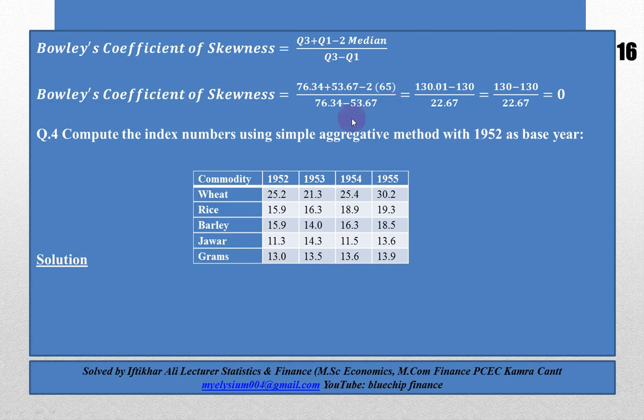Question number 4, compute the index number using the simple aggregative method with 1952 as base year. It is a very easy question. The first year, as it is defined here, is the base year. So the sum of this first year will be sum of P0. The sum of 1953 will be taken as sum of P1. Sum of 1954 will be taken as sum of P2, and sum of 1955 prices will be taken as sum of P3. So one by one we can calculate the simple aggregative index.